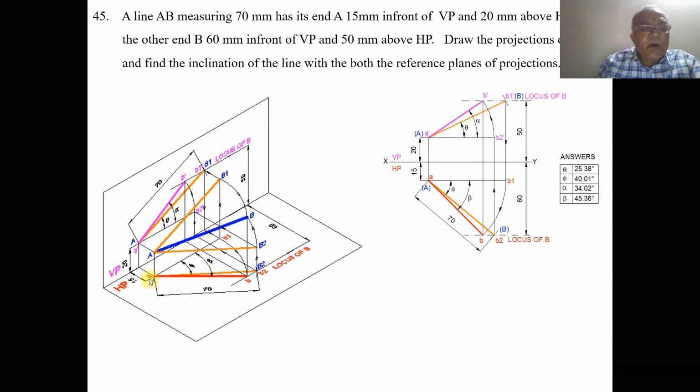So that means small AB1, with A as center, taking the radius of AB1, you rotate it such that it will touch the locus of B in the top view. So you are going to get small b, and join ab with a dark line. This is how you will be able to get the top view, and you identify that angle as beta. That is the apparent inclination with respect to VP.